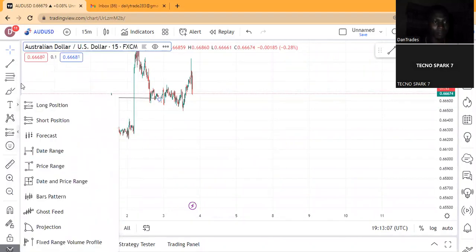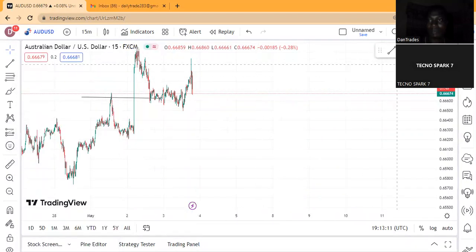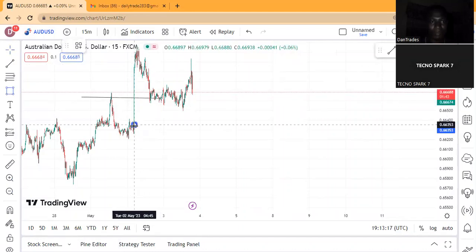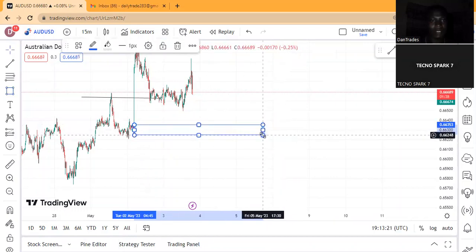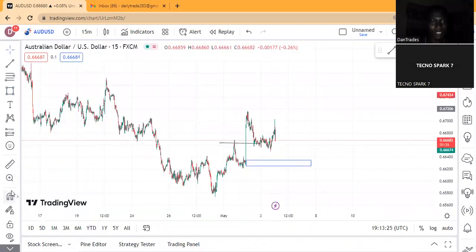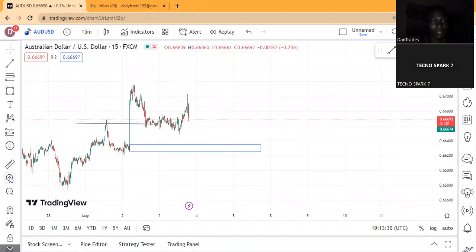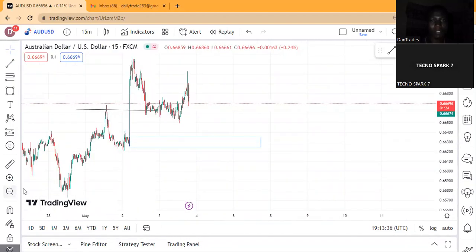So let me take the triangle tools. So this particular zone is where I'll be open to buy. So that's why, when we are trading, sometimes you need to be very, very patient to wait for the best setup. All right, you need to be very patient to wait for the best of the setup.